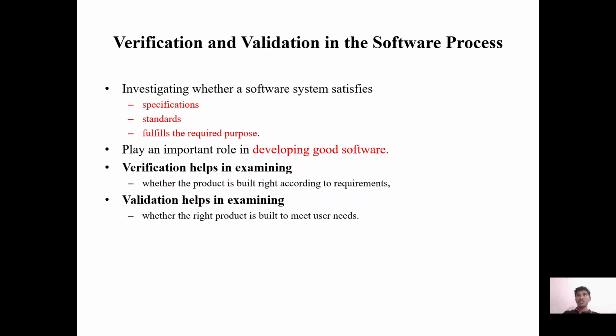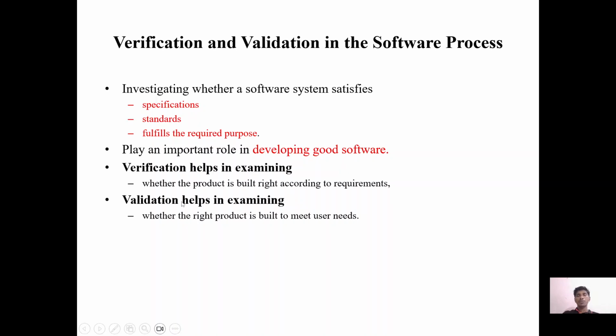Next is verification and validation in the software process. Verification and validation are mainly for checking whether the software system satisfies the specifications, standards and fulfills the requirements needed by the customer. Both phases are used to investigate whether the customer need is satisfied or not. Verification helps in examining whether the product is built rightly according to the requirements.